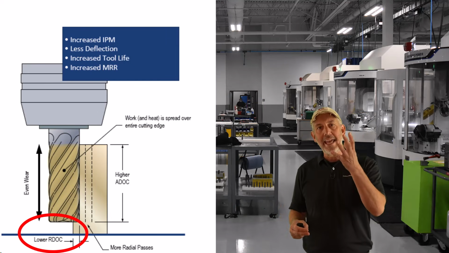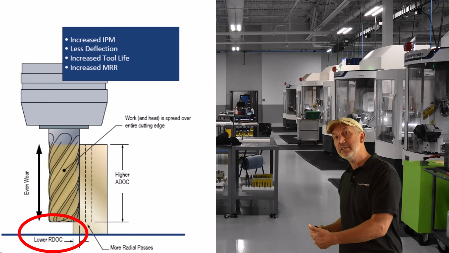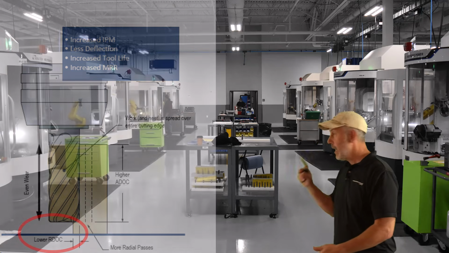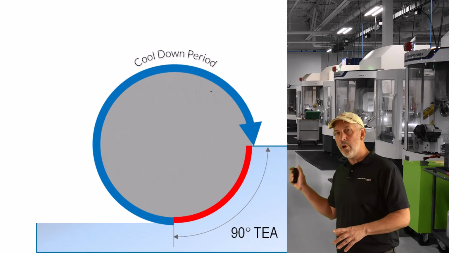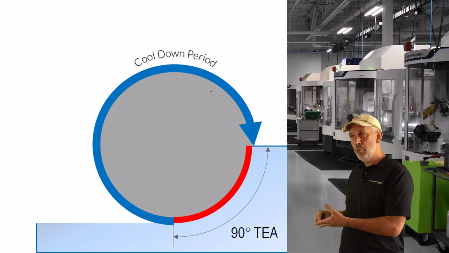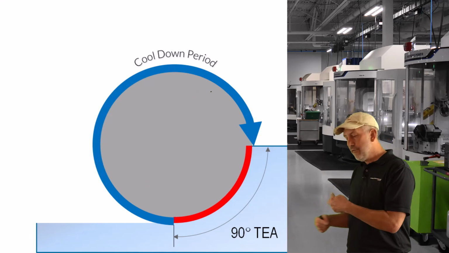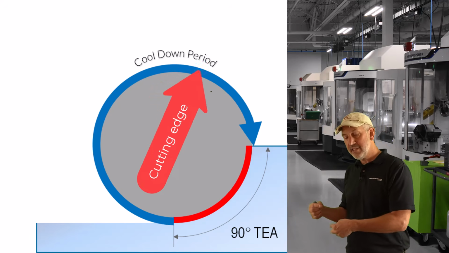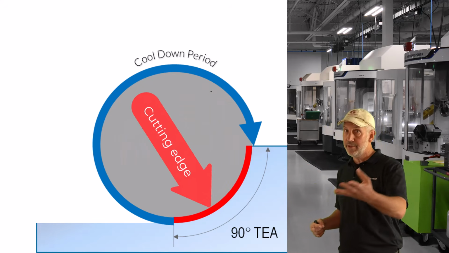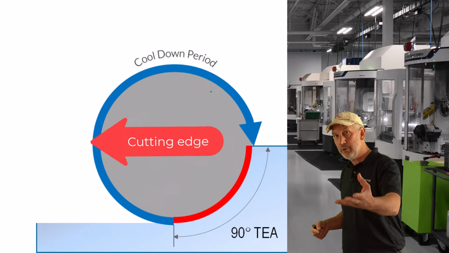When we take a lighter radial step over and minimize how much of that material is in there, let's just run through it. If we take a heavy step over and we're running, say, 6 flutes, 7 flutes, each one of those cutting edges is in the material for a long time. It generates friction. Friction is our enemy. If we generate friction, we generate heat.